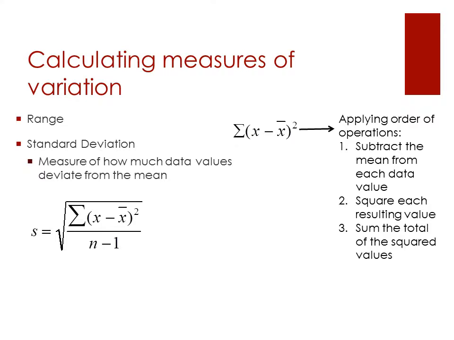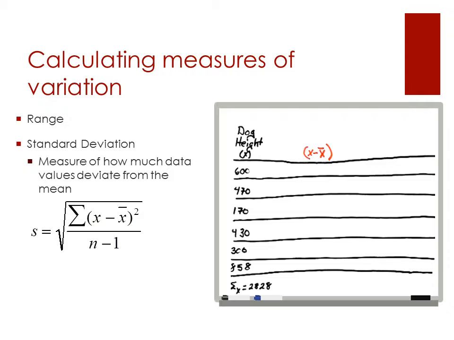You're then going to square each of those resulting values, and then you're going to sum the total of all those squared values. So we have 3 steps we're going to go through here in order to get the information to go in the top part of our formula. All right, so here we have this. Here's our dog heights. Here's the first row that we have in our chart for calculating what our standard deviation is going to be.